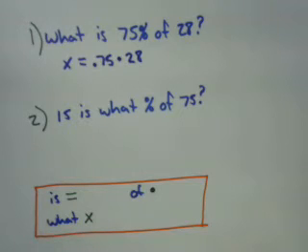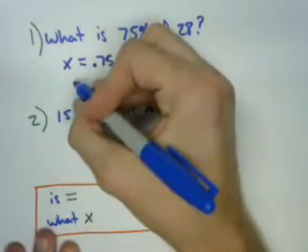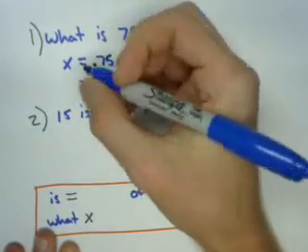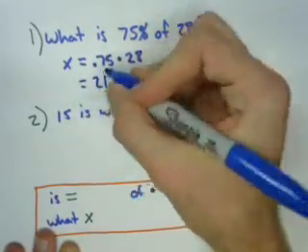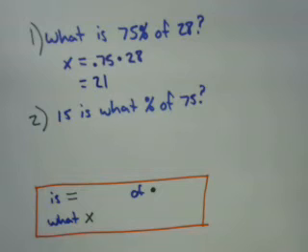So all we have to do to solve this, to solve for the unknown, which we just labeled x, is 0.75 times 28. And I'm just doing this on a calculator. At this point, we're really testing you on whether you can set up these equations and solve them, not if you can do long division or long multiplication. So here, this is just equal to 21. So what is 75% of 28? Well, that's 21. Okay?